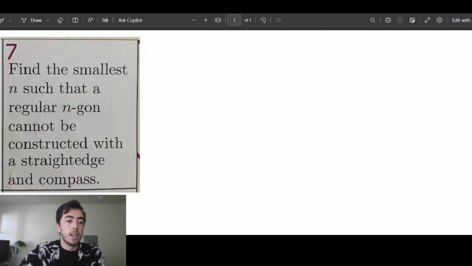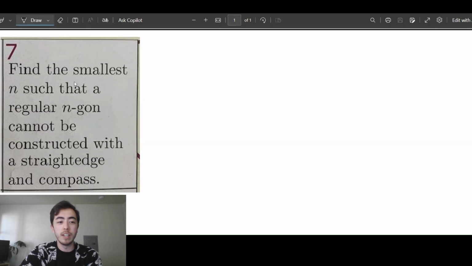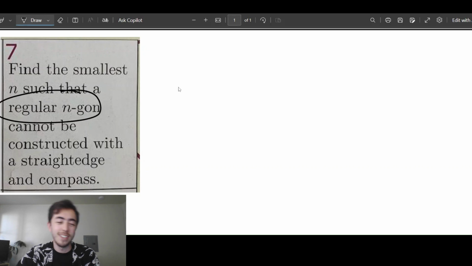Today's June 7th, and we're solving problem number 158 from the Daily Epsilon calendar. We need to find the smallest n such that a regular n-gon cannot be constructed with a straight edge and a compass. All right, what's a regular n-gon? Is a good question to ask before we get into it.